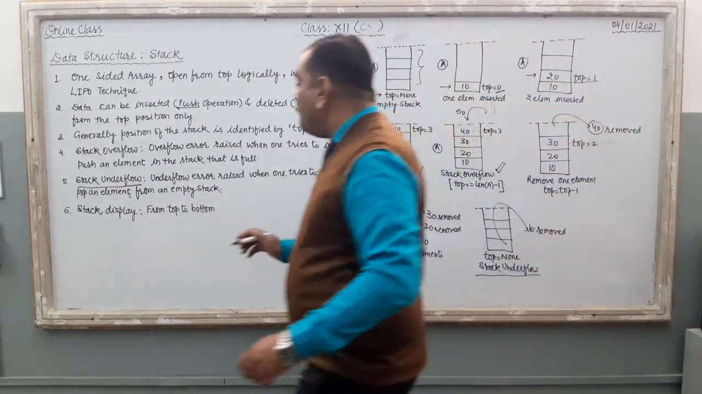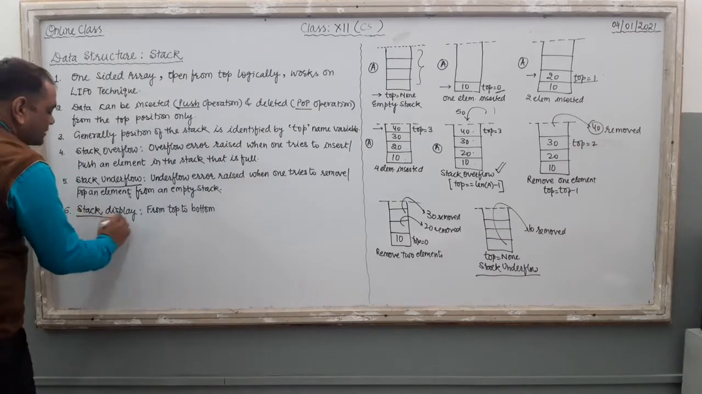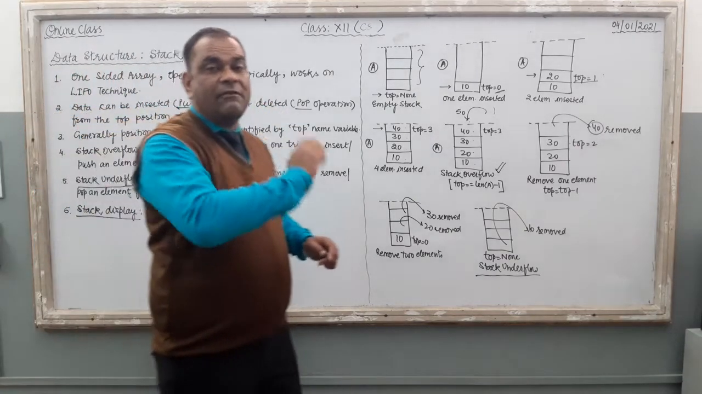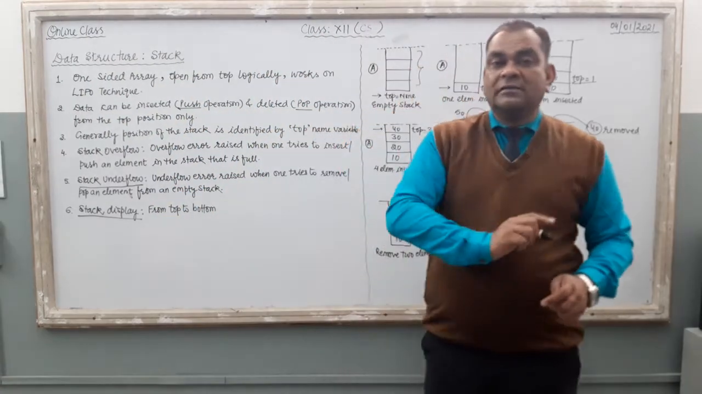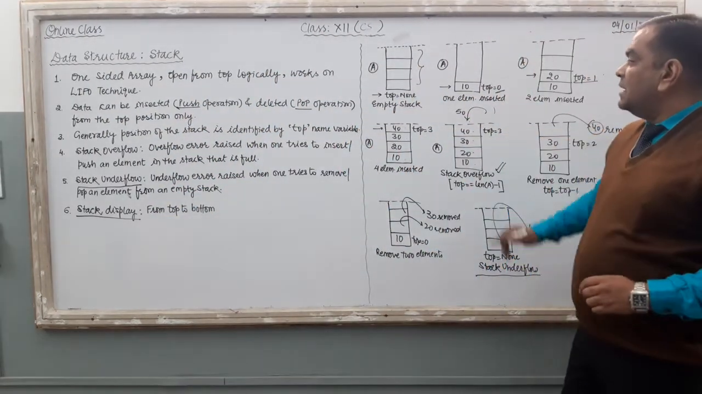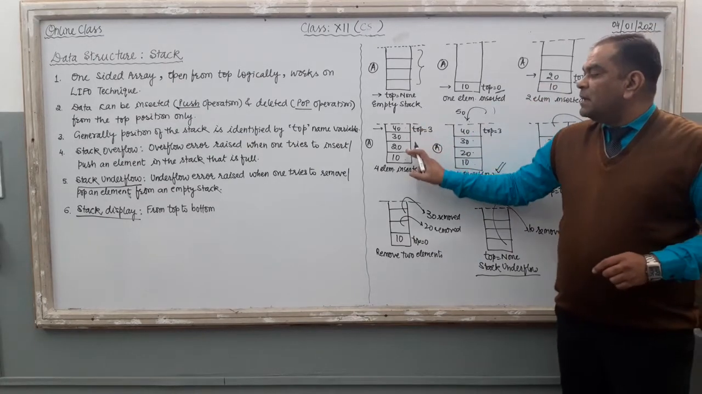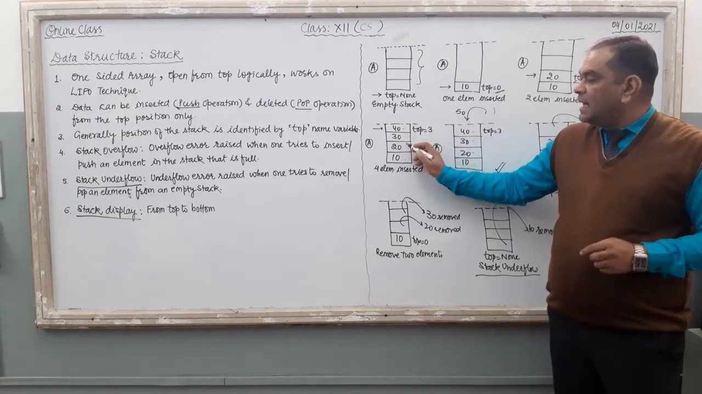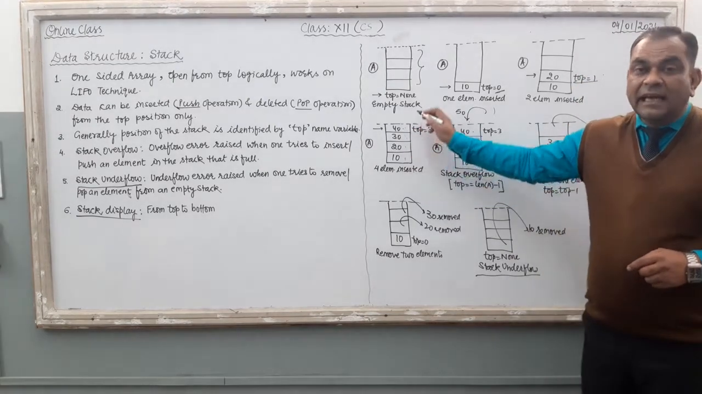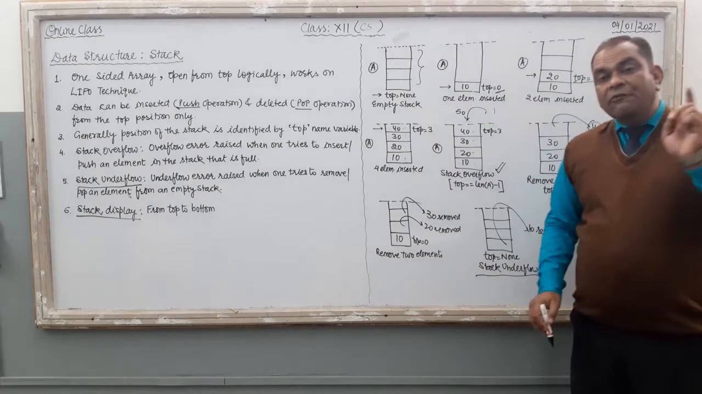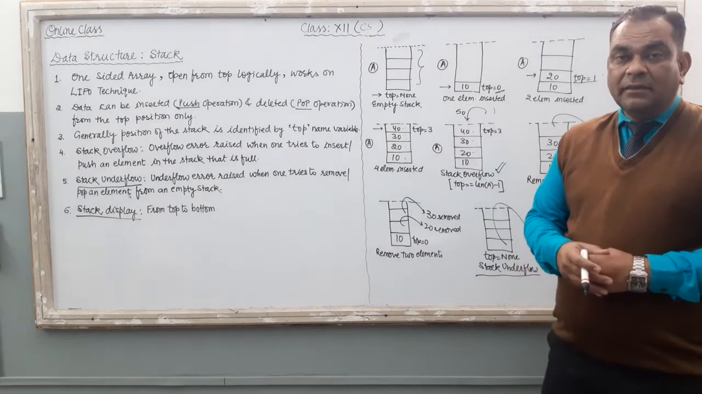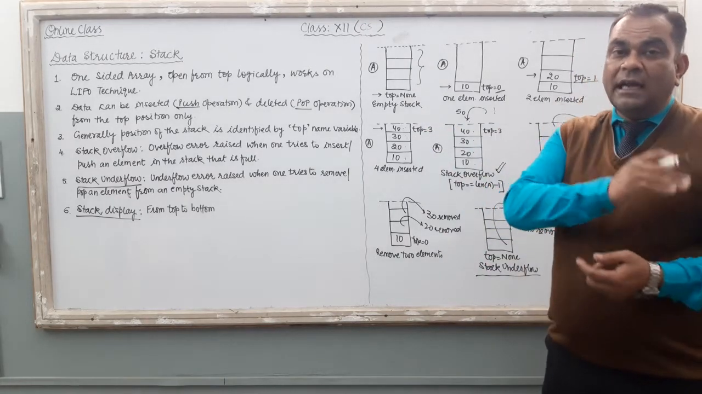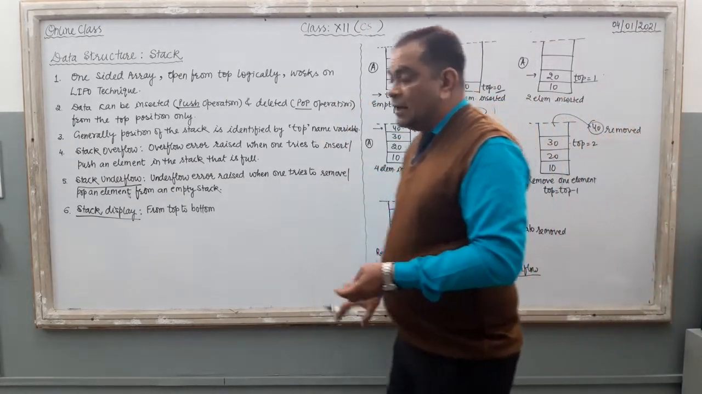Now if you want to display the elements of the stack, you should follow a sequence while displaying the elements. Suppose 4 elements are there in the stack. So very first 40 will be displayed, then 30, then 20, then 10. We display stack elements from top to bottom. It means it should display in the reverse order only. So this is the introductory video of stack.